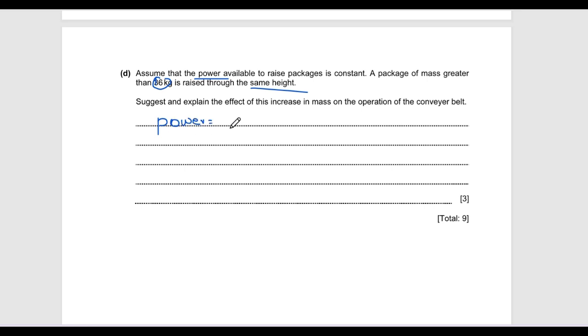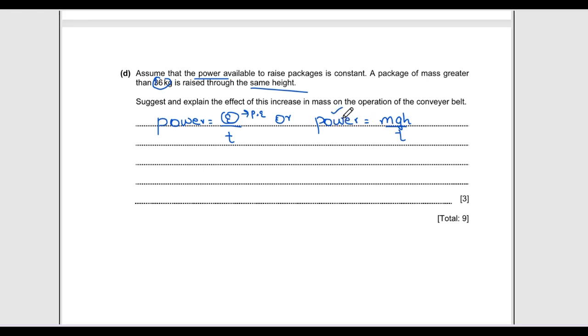We know that power equals energy over time, which we have just discussed. And in this case, we have energy in form of gravitational potential energy. So that means it would be mgh over t. I can replace energy by mgh. We know that if power is constant, height is constant, gravitational acceleration is always constant. So we have two things left that can vary. If mass becomes greater, the time would change. Now, how can this time change?